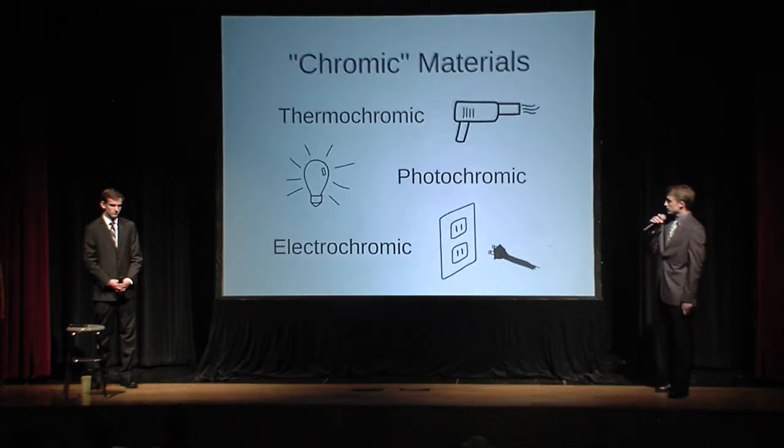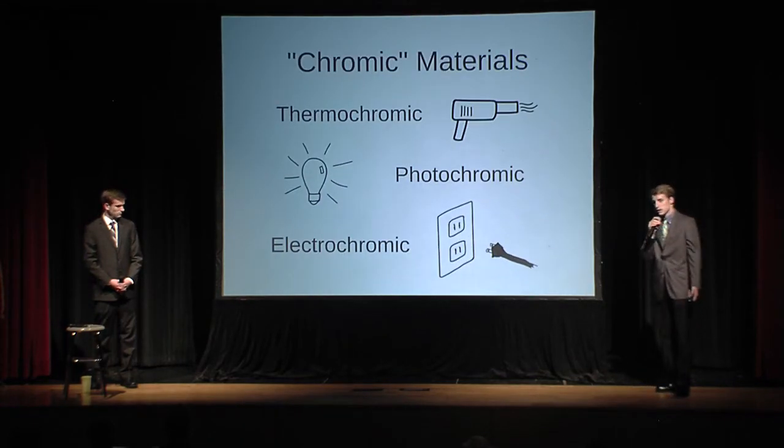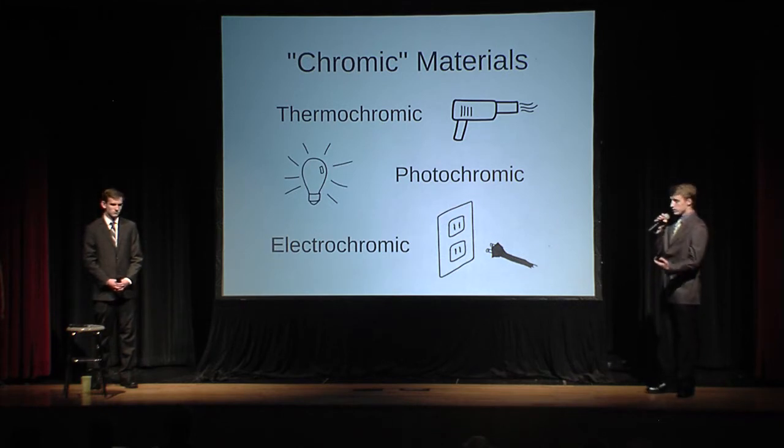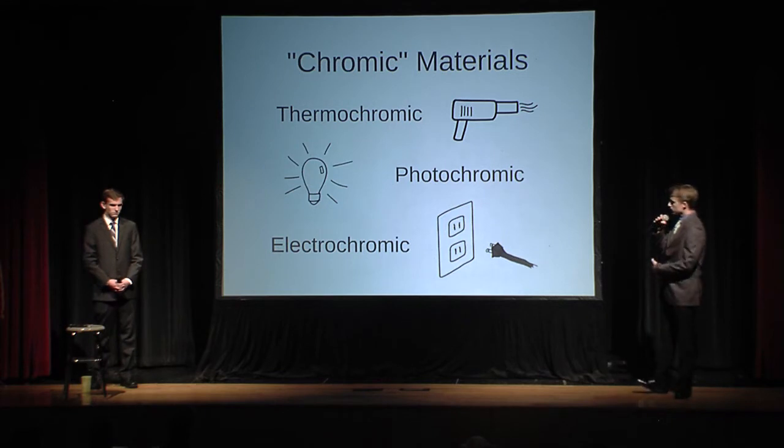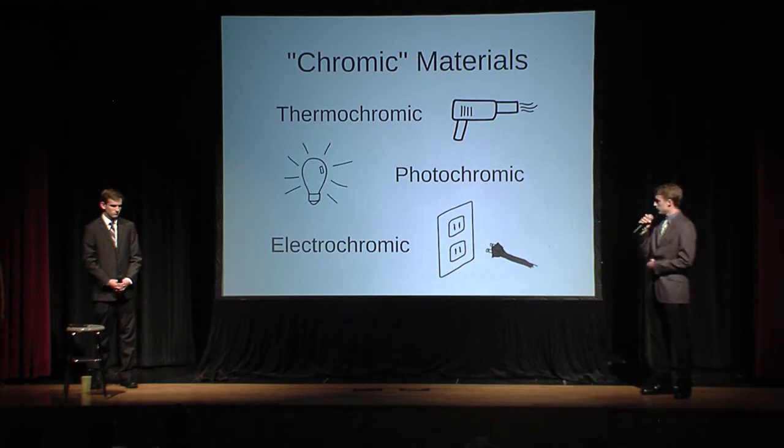And to this end, we studied chromic materials, which means color-changing materials. And the way these work is when you apply a force to the material, the color changes. So for example, the cup is a thermochromic material, meaning when you apply heat to it, it will change colors. Photochromics require the force of light to change the color. And our research focused on electrochromic materials, which require the force of electricity to change the color.